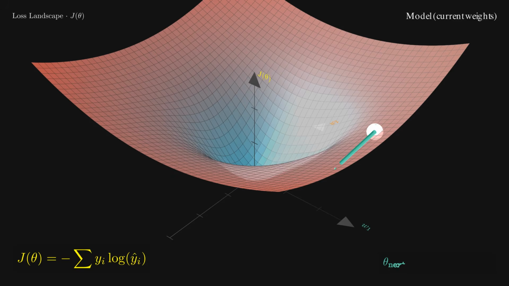The gradient points uphill toward maximum pain. To optimize, we negate it. We step in the exact opposite direction. This is the core update rule of gradient descent.